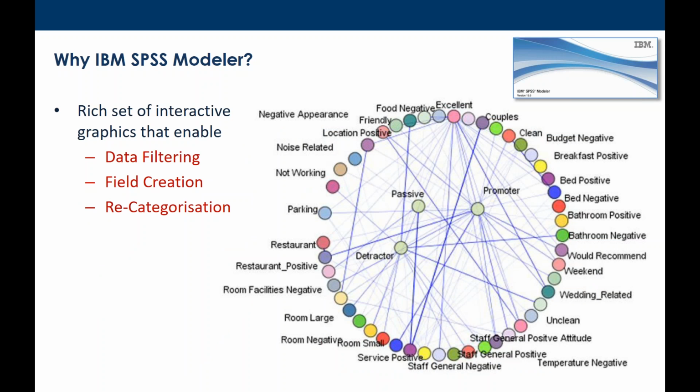Okay, so why IBM SPSS Modeler? One of the other areas is that it creates very rich interactive graphics that enable us to do things like data filtering, field creation, and recategorization. In other words, one of the things that makes Modeler quite nice to work with is that when you do a chart, you can get it to create new fields for you.